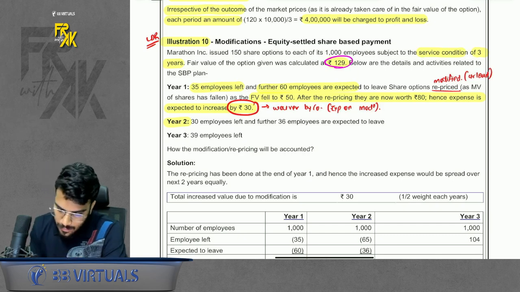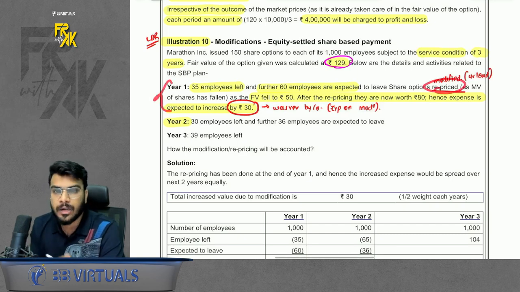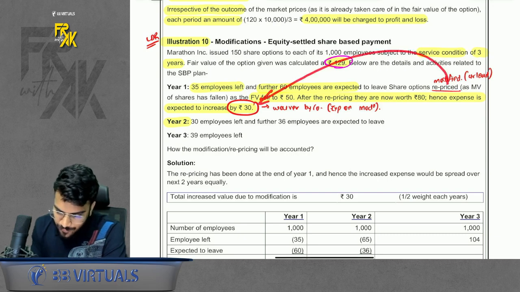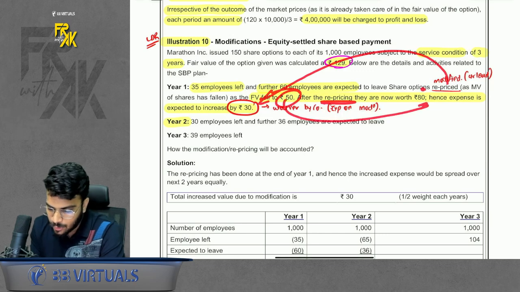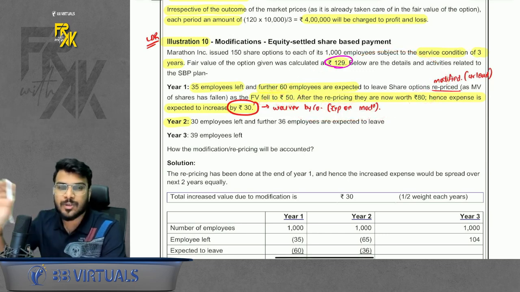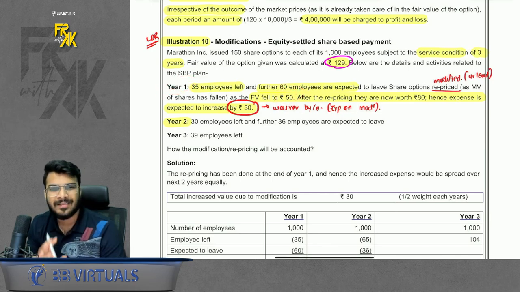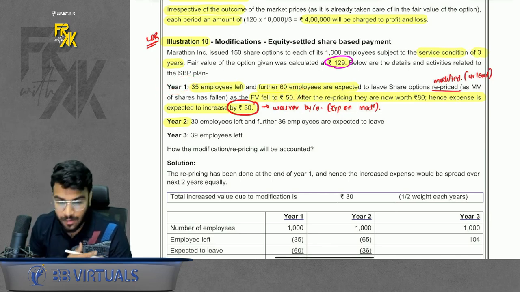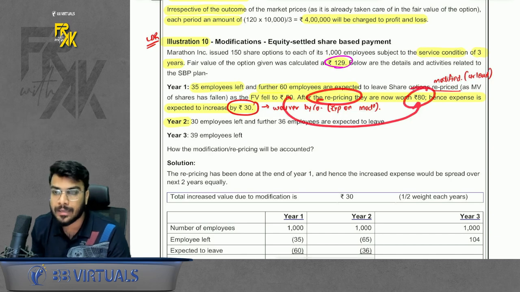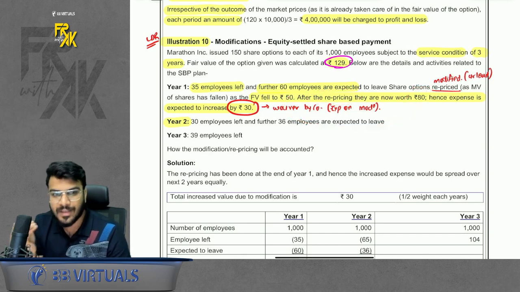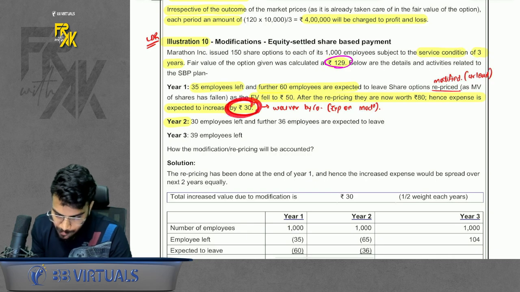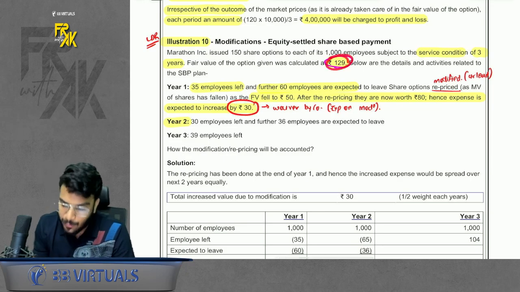Account for it separately. Now at the end of first year we repriced. How did you reprice? Because the fair value fell to 50, you repriced and increased the worth to 80. That means you have provided the benefit of 30 rupees to the employees. Normally fair value decrease is not my concern. But because of this decrease, I am repricing the options, perhaps by waiving off the exercise price. So your fair value of modification is 30 rupees. You will account for this 30 separately and this 129 separately.